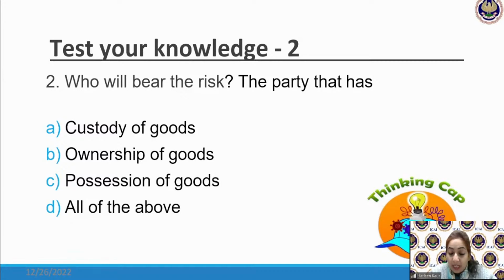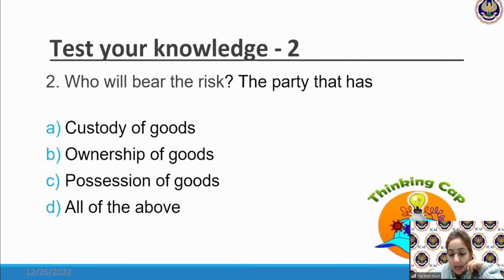Gufran says 2D, which is incorrect. Ritu Tiwari also says D, which is incorrect. Arpi is right. Mohammed is right. Asta is right. Harshita is right. Niklesh is right. Thomas is right. Nidhi is right.